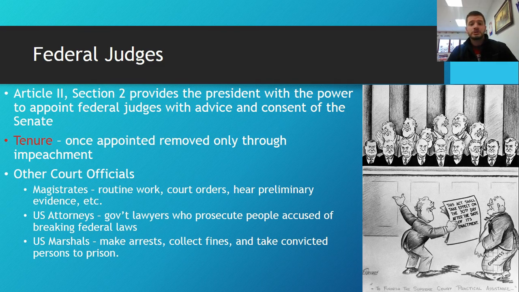Okay, federal judges. Article 2, Section 2 provides the President with the power to appoint federal judges with the advice and consent of the Senate. Again, we already knew that. We knew that the President appoints them, and the Senate approves them. Federal judges get something known as tenure, which means that once they are appointed, they can only be removed through impeachment.